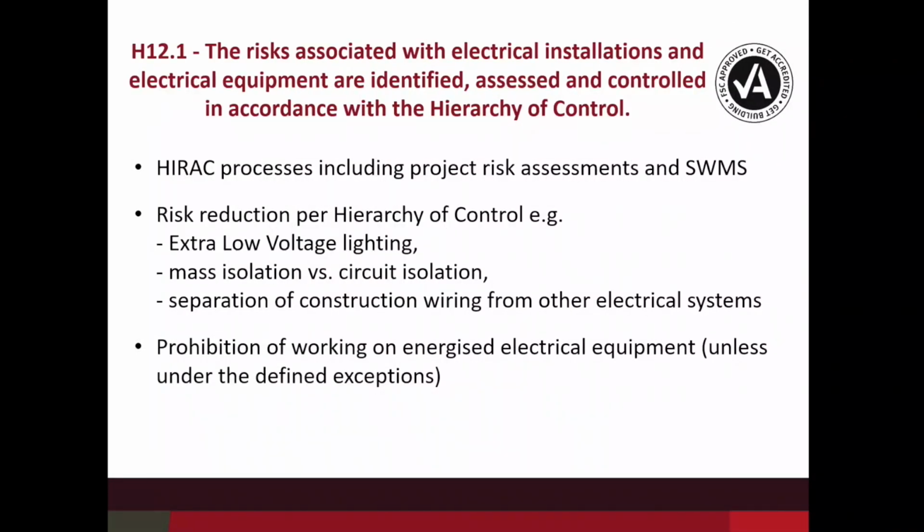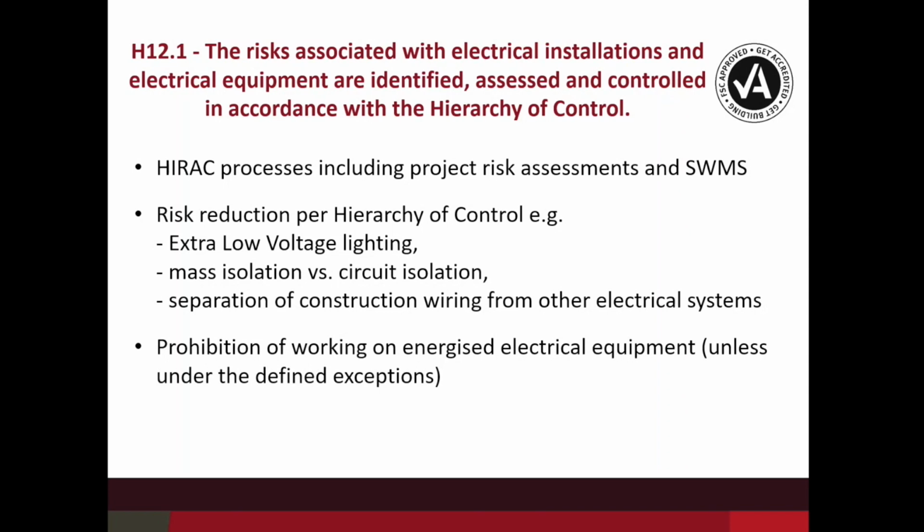If we move on to the criteria, we start with H12.1, which is the general criteria: are the risks associated with electrical installations and electrical equipment identified, assessed and controlled in accordance with the hierarchy of control? So obviously here we're looking at the HIRAC process. We're looking at project risk assessments, SWMS, various electrical assessments that get completed when we start to work in and near and around electricity. And we're looking for an application of a good level of hierarchy of control.